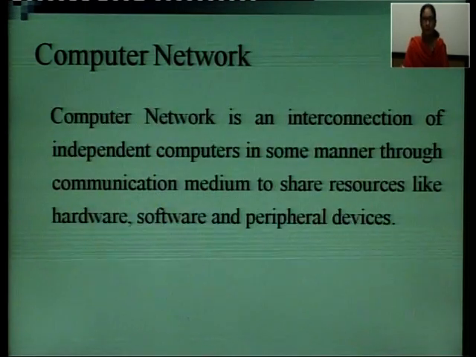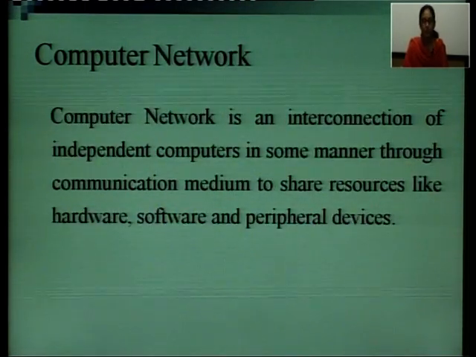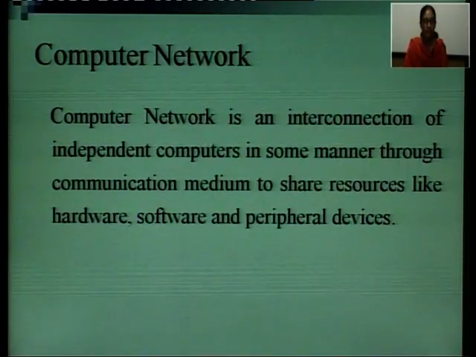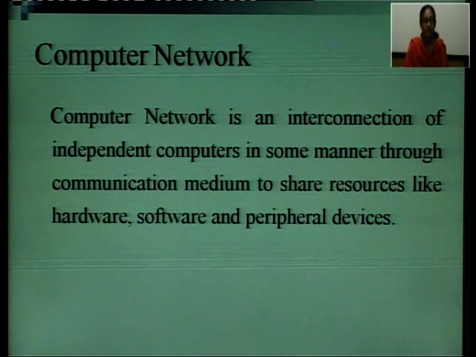So first of all, what is a computer network? As we all know, a computer network is basically the interconnection of different computer systems in such a manner that we can share different resources and information. So a computer network is an interconnection of independent computer systems. Through some communication media, wired or wireless, we can attach these computer systems so that we can share resources like hardware, software, or peripheral devices.